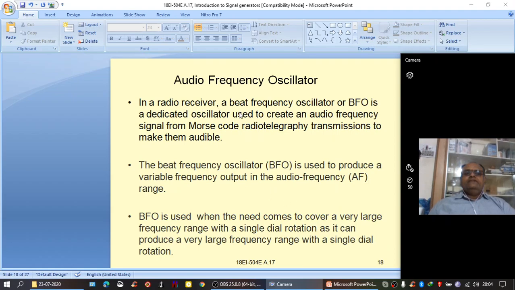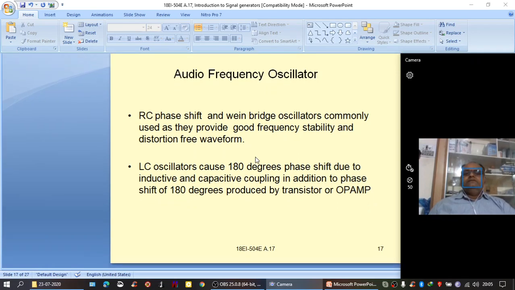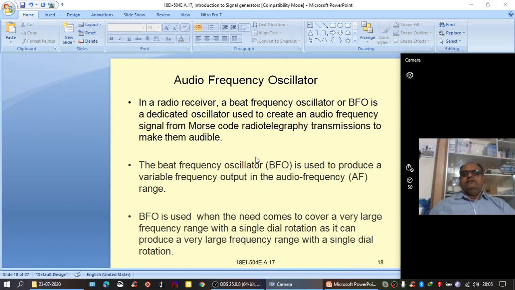In a radio receiver, yes, this is about RC and LC oscillators. Next one is the beat frequency oscillator.